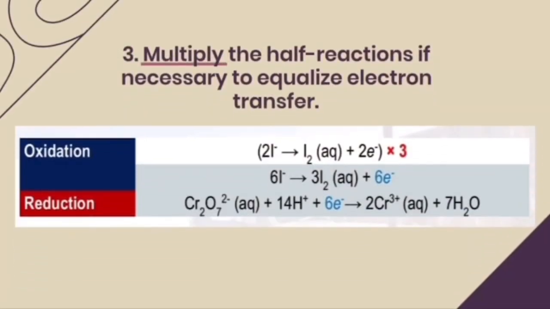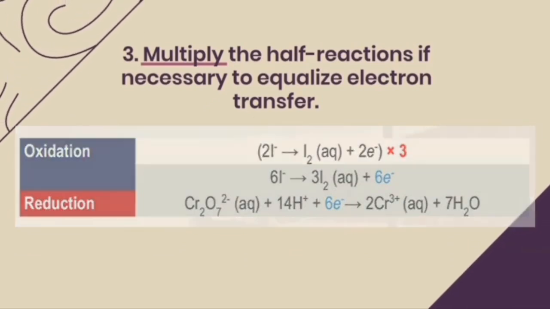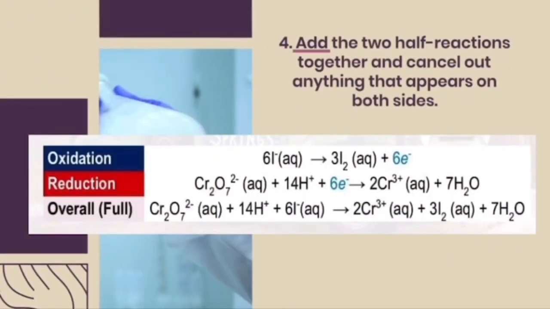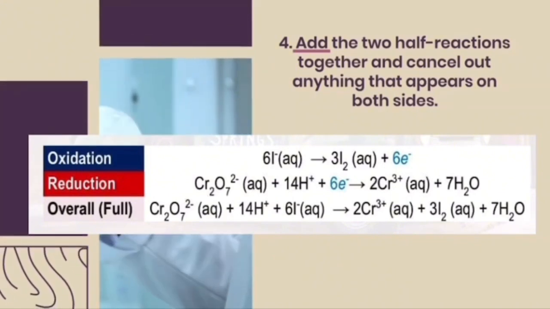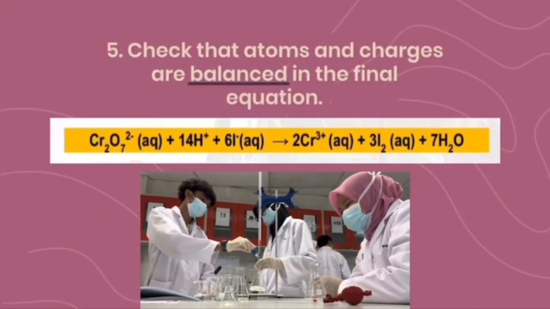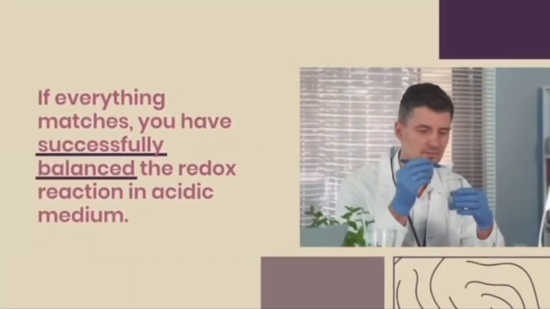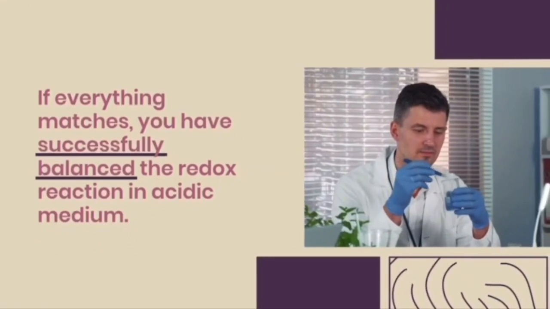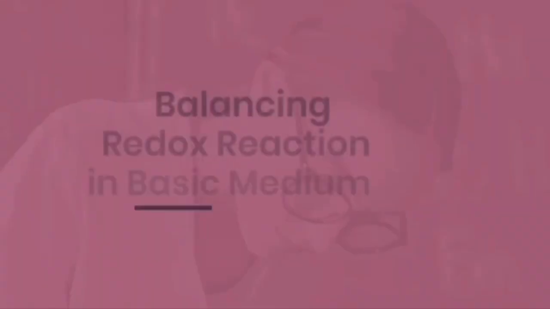Number 3. Multiply the half reactions if necessary to equalize electron transfer. Number 4. Add the two half reactions together and cancel out anything that appears on both sides. Number 5. Check that atoms and charge are balanced in the final equation. If everything matches, you have successfully balanced the redox reaction in acidic medium.